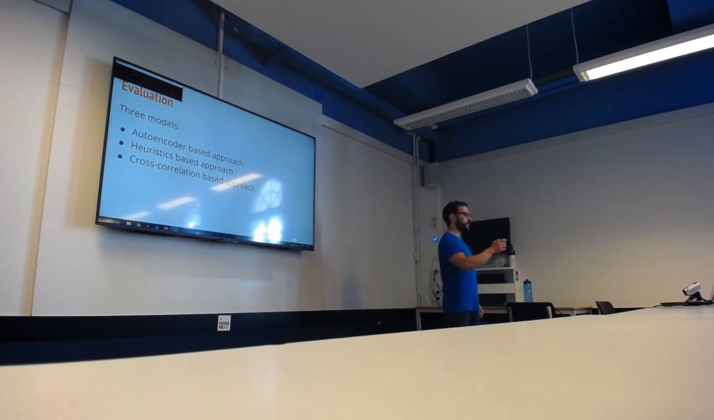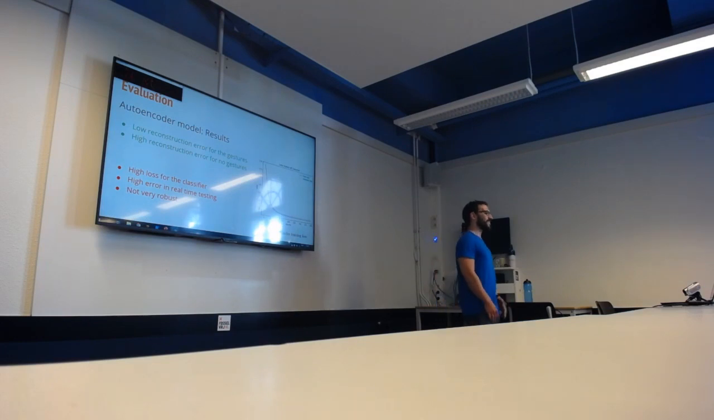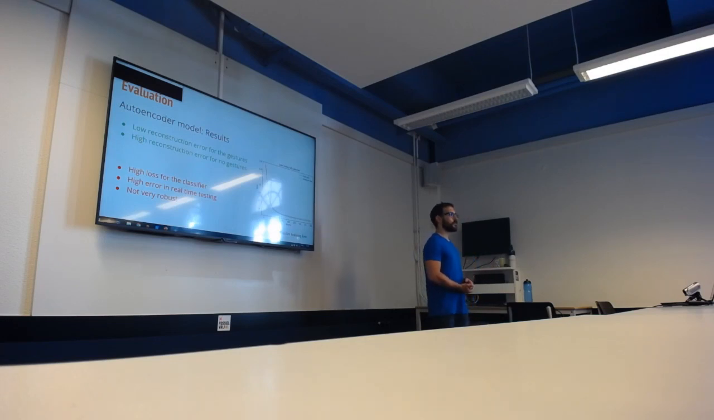So instead, we have three models, and first we evaluate the autoencoder model. As Rodrigo said, we use only a single-layer autoencoder with 100 nodes in the latent space, and as you can see, the error was pretty low, and the reconstruction was also very accurate. When we extract the latent space to fit the classifier, we got a high loss for the classifier and a high error in the real-time testing. So since it was not really robust, we decided not to use this for the testing.